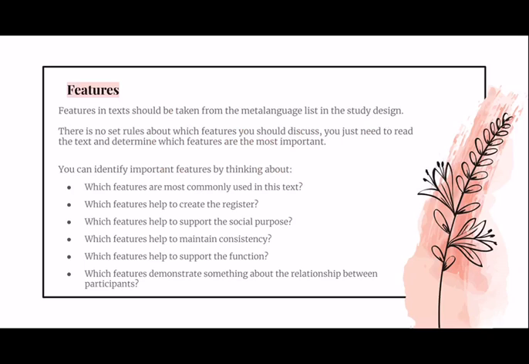The way that you can identify important features in a text is by thinking about the following questions. Which features are most commonly used in this text? Are there features that continually are being used over and over again throughout the text? Which features help to create the register? Which features help to support the social purpose? Which features help to maintain consistency? So that could be consistency within the text or sticking to the conventions of a particular text type. Which features help to support the function? And which features demonstrate something about the relationship between participants? Now, this is not a comprehensive list of questions that you can ask yourself, but these are good places to start.